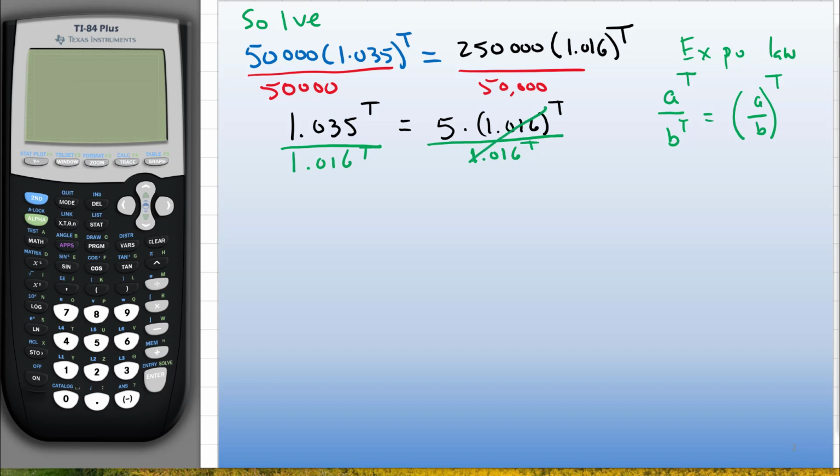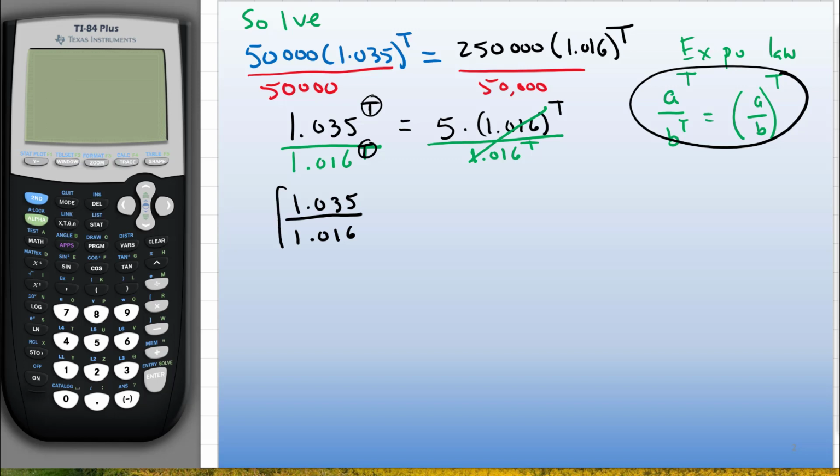Now notice I have a t power here and a t power here. It's the same power. So I can use this law here to rewrite this problem as 1.035 over 1.016, and I'm going to put the t power on the outside. And all of that equals 5. And now I only have one t exponent, and I want to get t by itself.